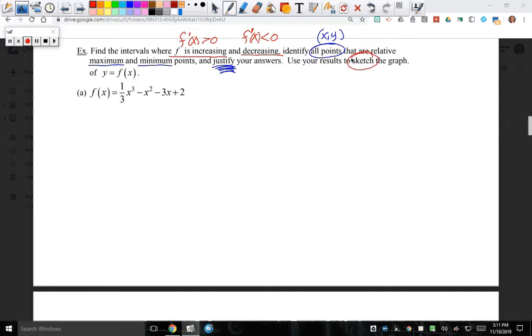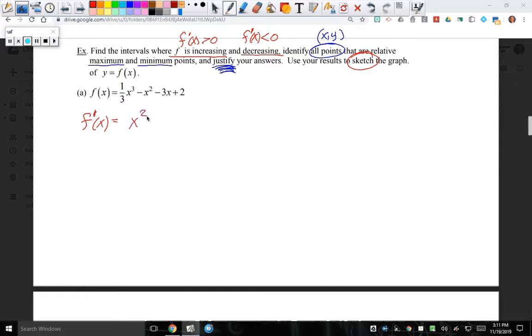Okay. So let's go through the steps. Break it down piece by piece. What should I do to see when it's increasing or decreasing? Anyone? Find the critical points. And that means to do what? There you go. So find the derivative, set it equal to 0 or undefined.